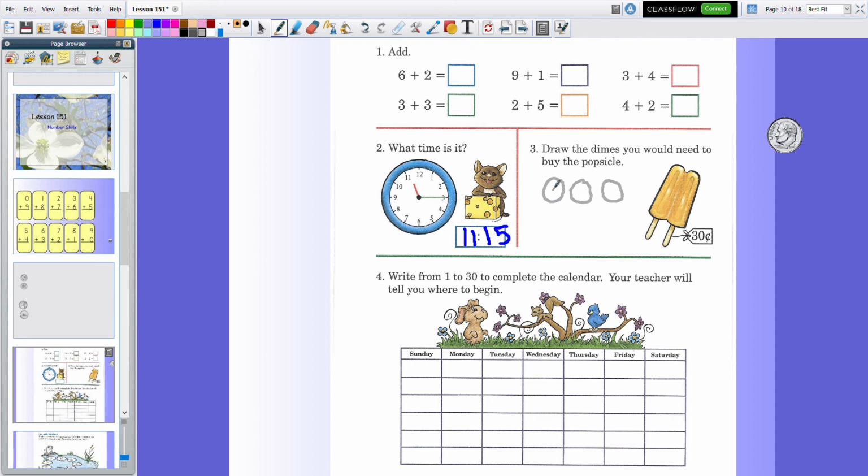So let's count it again. 10, 20, 30. So how many dimes does it take to buy the popsicle? It takes 3 dimes because they're 10 each. Okay, so we're good there.